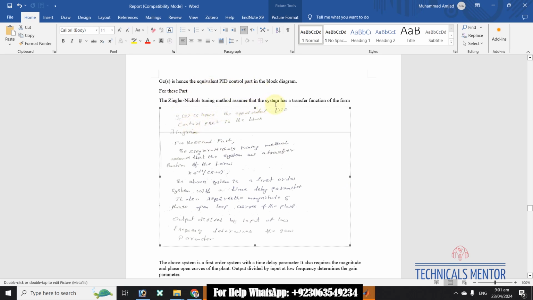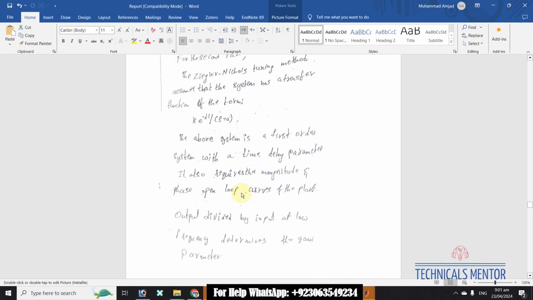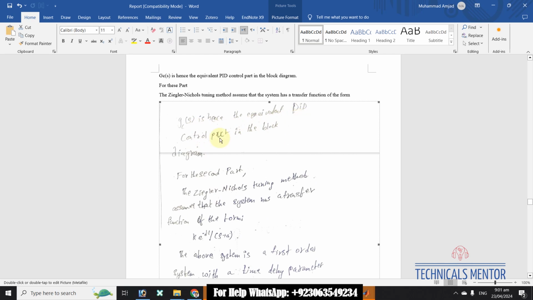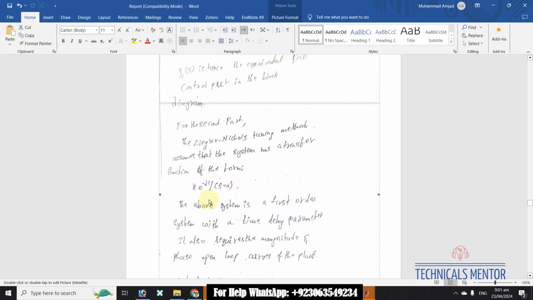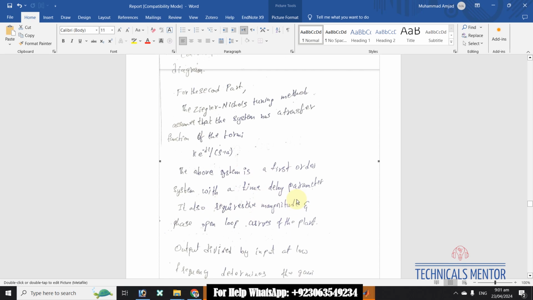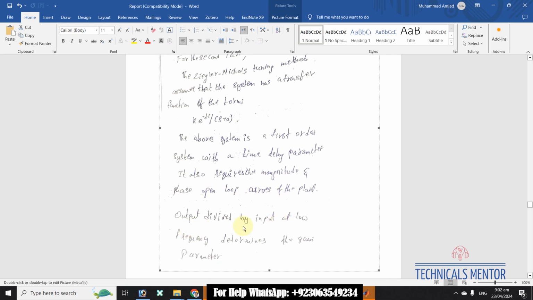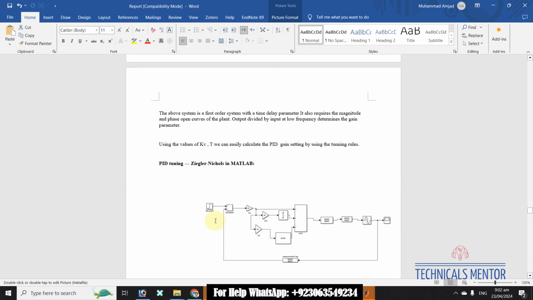The Ziegler-Nichols tuning method assumes that the system has a transfer function of the form kd. The above system is a first order system with a time delay parameter. It records the magnitude and phase open loop curves of the plant output divided by the input at low frequency to determine the gain parameter. Using the values of K, T, you can easily calculate the PID gain settings by using tuning tools.